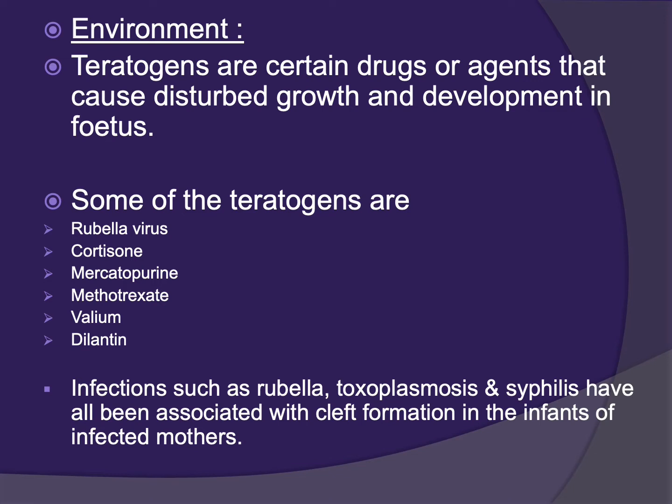For the environment, teratogens are certain drugs or agents that cause disturbed growth and development in the fetus. Some of the teratogens are rubella virus, cortisone, mercaptopurine, methotrexate, valium, and dilantin. These are all drugs used. Infections such as rubella, toxoplasmosis, and syphilis have all been associated with cleft formation in the infants of infected mothers. So if the mother takes any drugs related to teratogens, the baby will have a higher risk of the cleft.